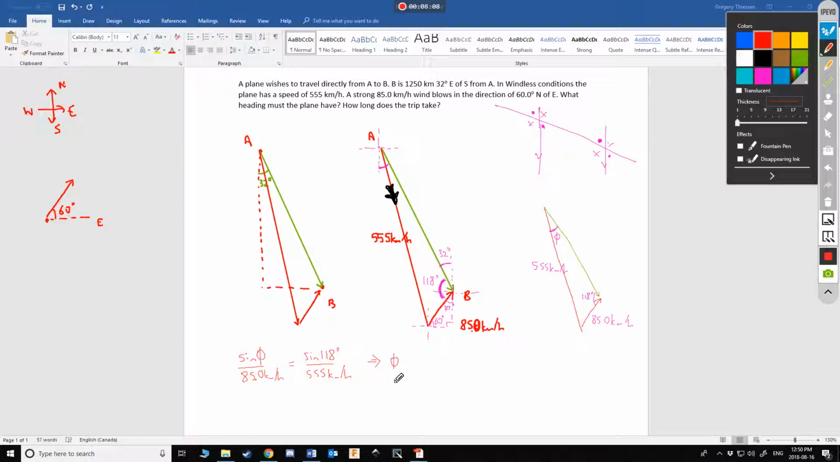So what do we get for sine? You get a pretty small value because 555 is significantly greater than 85. So sine 118 divided by 555 multiplied by 85, and we get inverse sine. We get a value of 7.77 degrees.